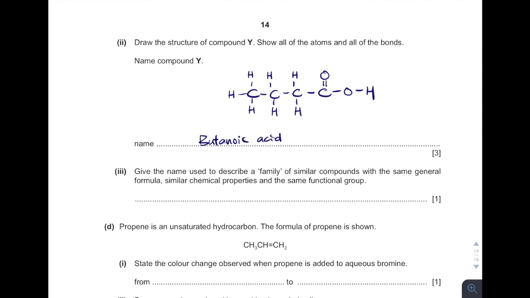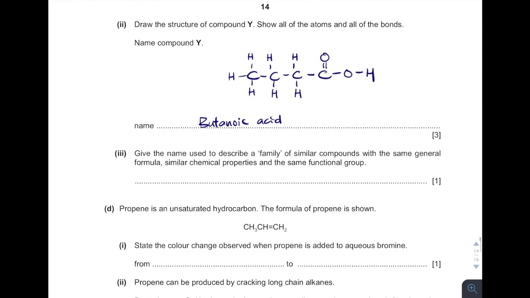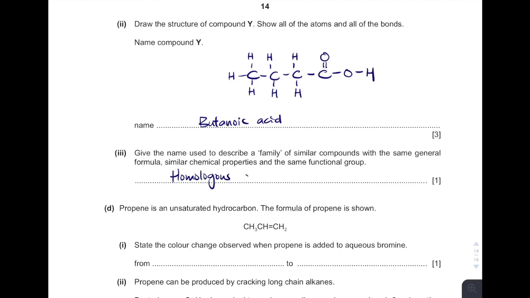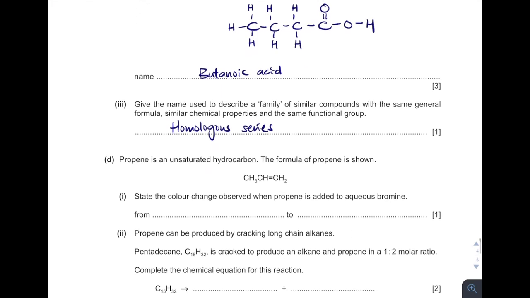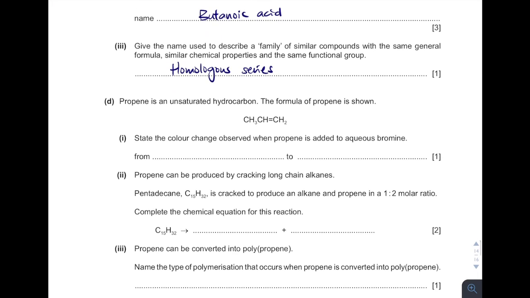Then next one: give the name used to describe a family of similar compounds with the same general formula, similar chemical properties, and the same functional group. It's called homologous series.